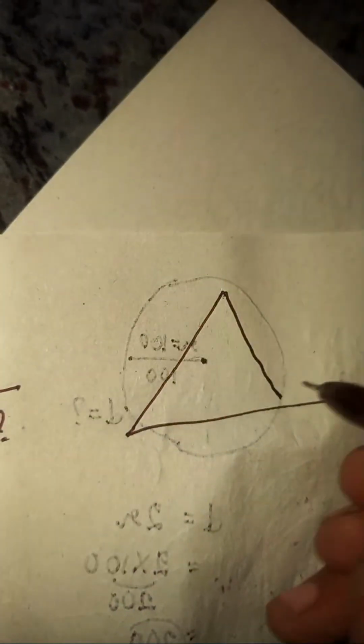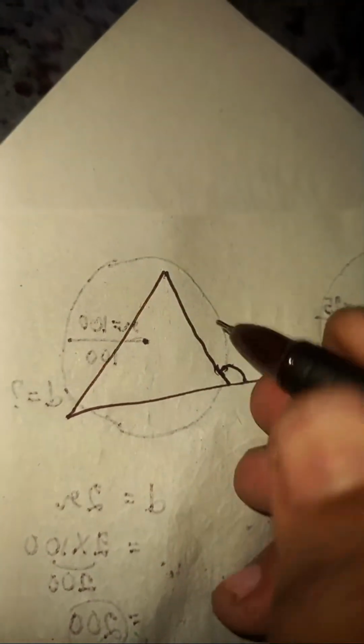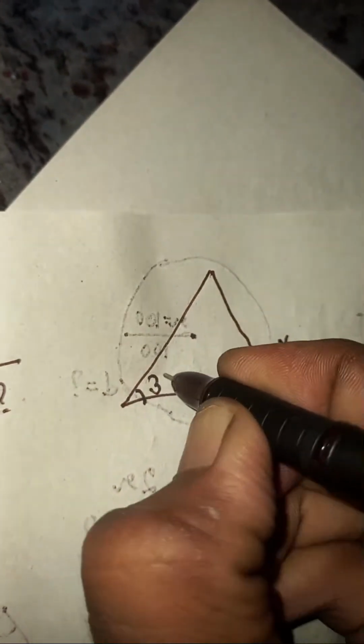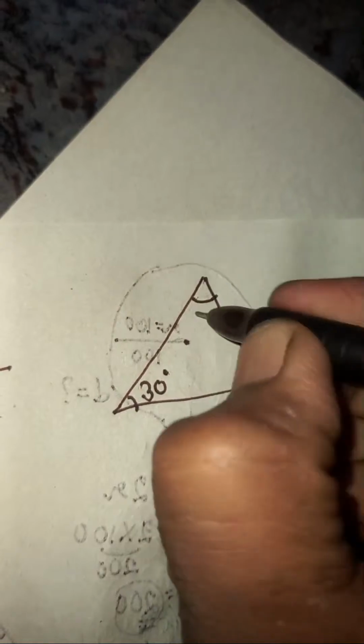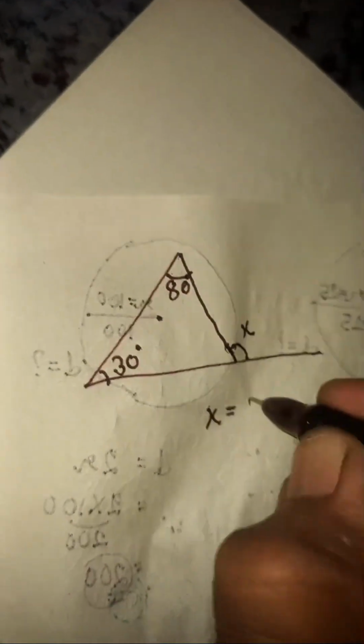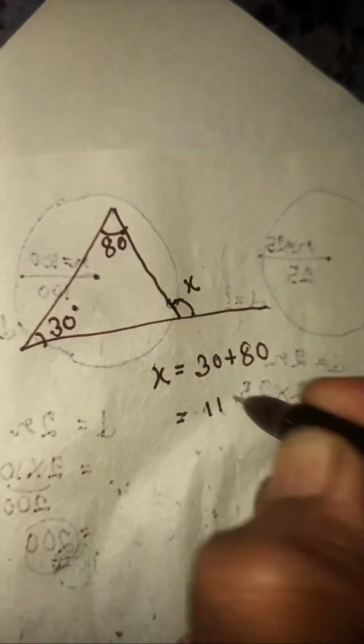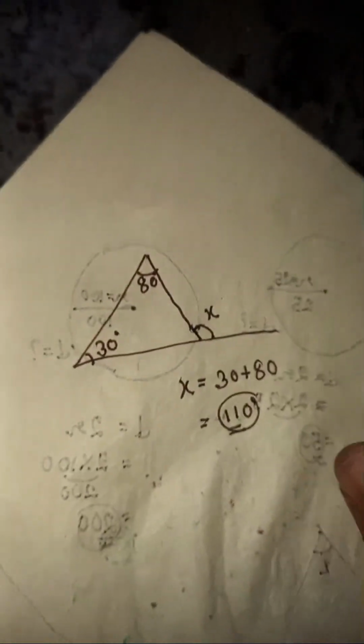And you can take one more problem like this on the exterior angle and the sum of interior opposite angles. That is, this side they have given us x, this side they have given 30 degrees and this side they have given 80 degrees. In the same way, x equals 30 plus 80 and you can write the x value as 110 degrees. You can take one more problem.